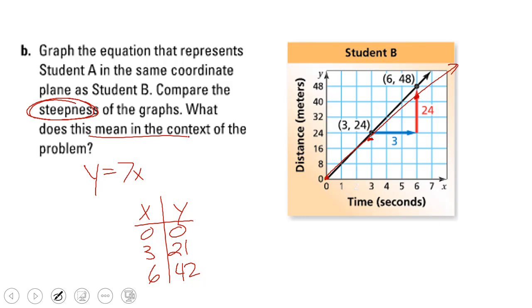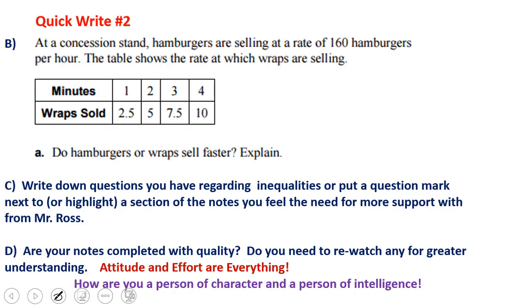Ladies and gentlemen, I told you this would be short. That's pretty much what it is. We are done. You do have a quick write. That quick write says, at the concession stand, hamburgers are selling at a rate of 160 burgers per hour. And the table shows the rate at which wraps are selling. The question is, do hamburgers or wraps sell faster? And you need to explain. So you're going to be comparing this proportional data.